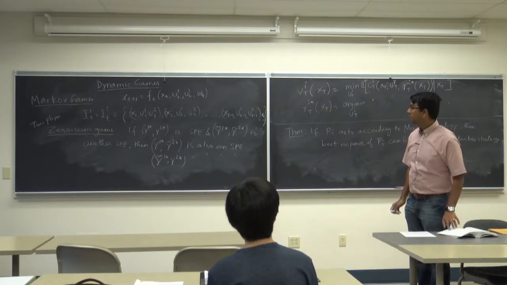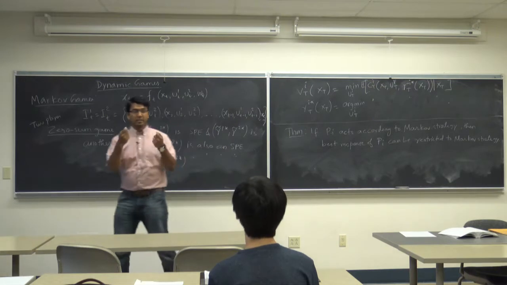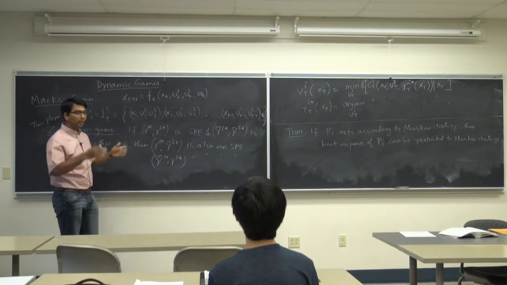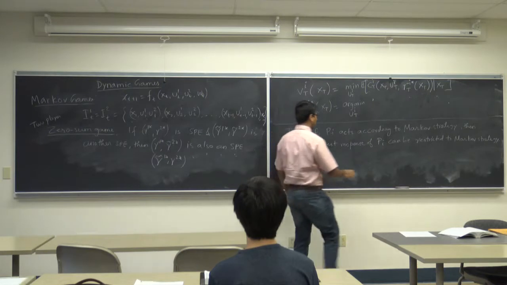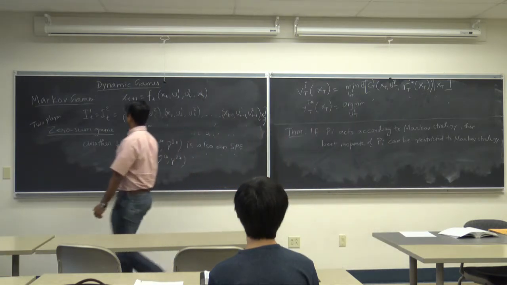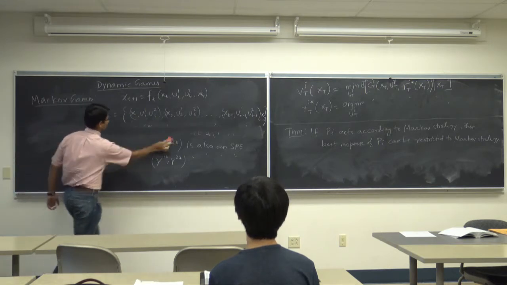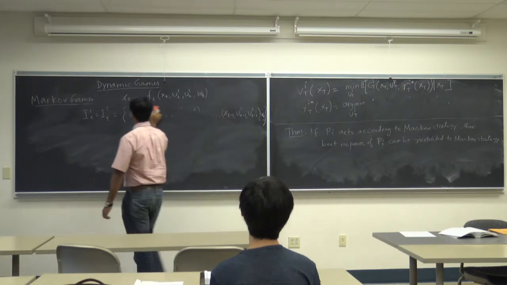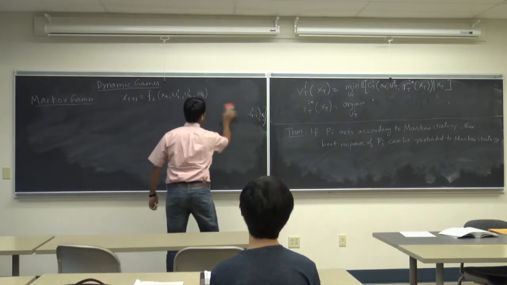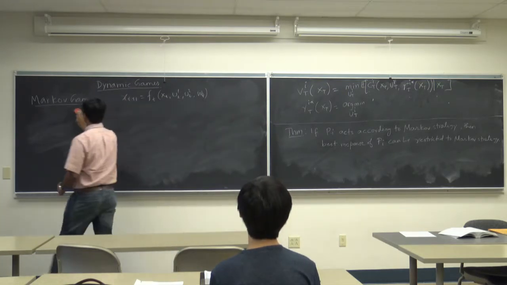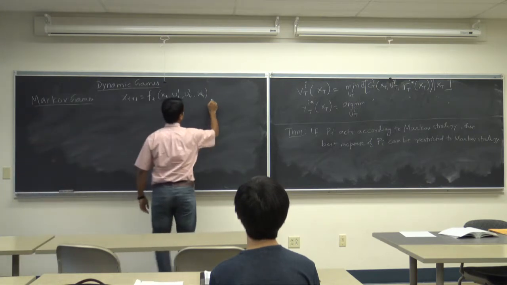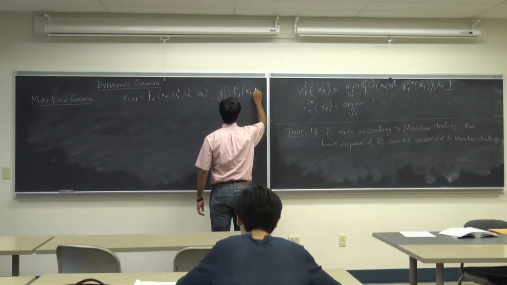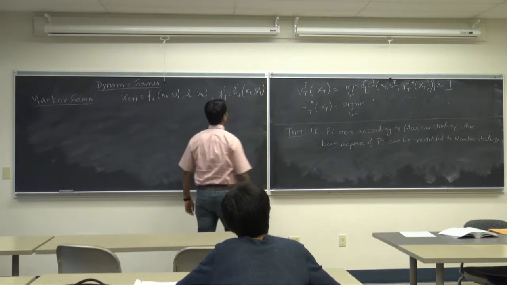Now the question is, let's move back to the original information structure that we started with, where players were making noisy observations of the state, and they had a big information history that they were keeping track of. So I'm going to go back to the asymmetric information problem. y_i(t) equals h_i(t) of x(t), v_i(t).